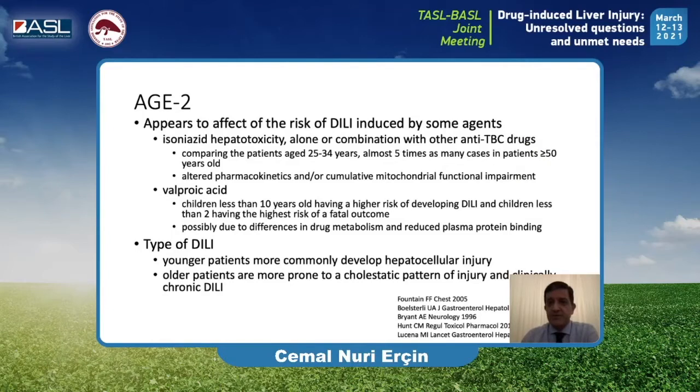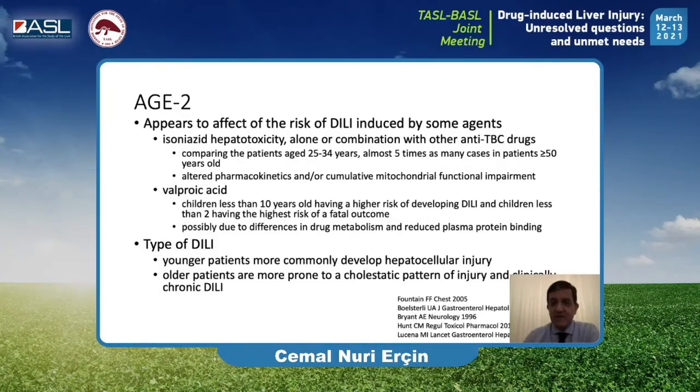Isoniazid hepatotoxicity can be seen alone or in combination with other antituberculosis drugs. In a study comparing younger patients, hepatotoxicity was almost 5 times as many cases in patients more than 50 years old. The reason for this difference was explained by altered pharmacokinetics and or cumulative mitochondrial functional impairment.